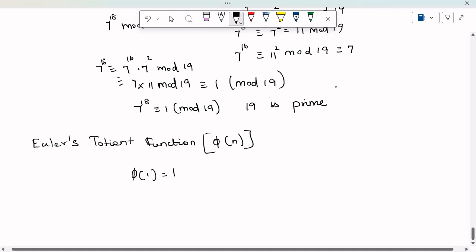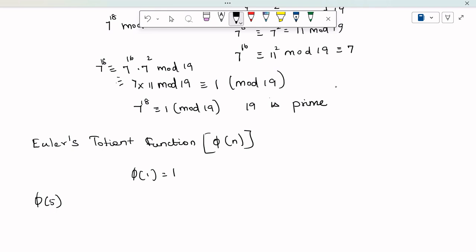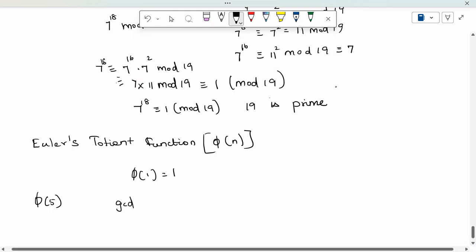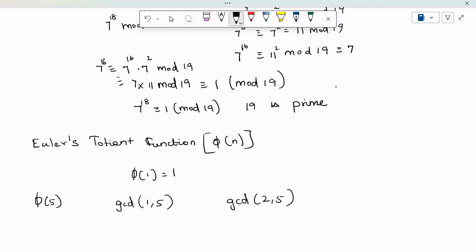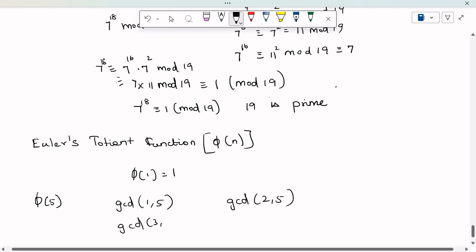We can start with an example. It is a numeric value. Phi of 5: values less than 5 and relatively prime to 5. What is relatively prime? If the GCD of A and B is equal to 1, then A and B are relatively prime. So I have to check all the values that are less than 5: 1, 2, 3, 4. Now I have to check the GCD of 1 and 5, GCD of 2 and 5, GCD of 3 and 5, GCD of 4 and 5.